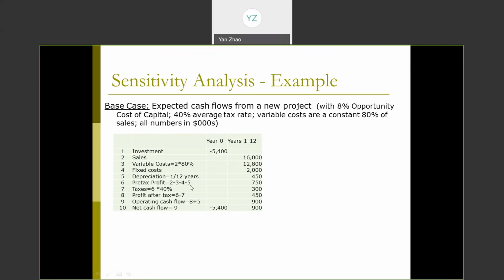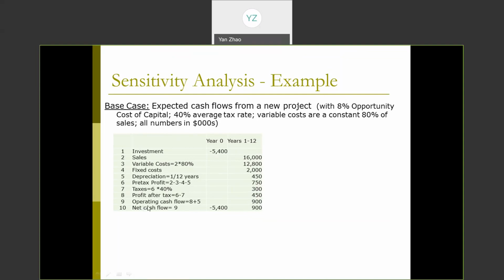So the pre-tax profit will be your sales minus variable cost, minus fixed cost, minus depreciation. So the pre-tax profit is $750. You pay 40% tax. So 40% tax times $750, you have to pay $300 tax. So the profit after tax will be $750 minus $300 tax. Your after-tax profit is $450.